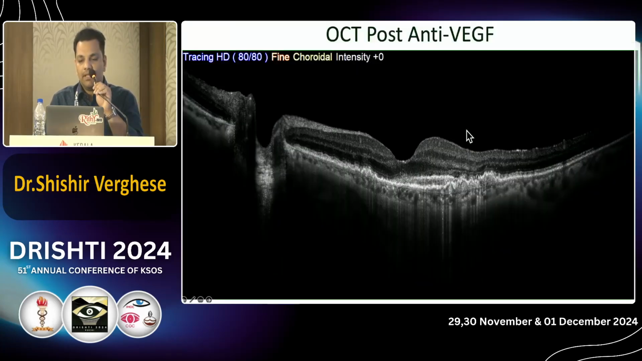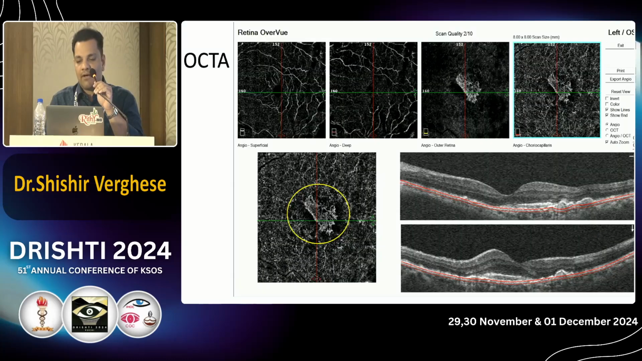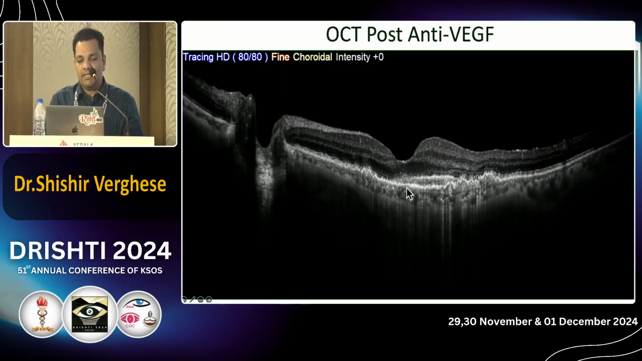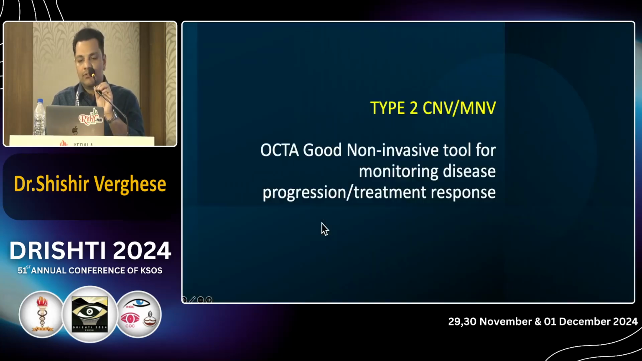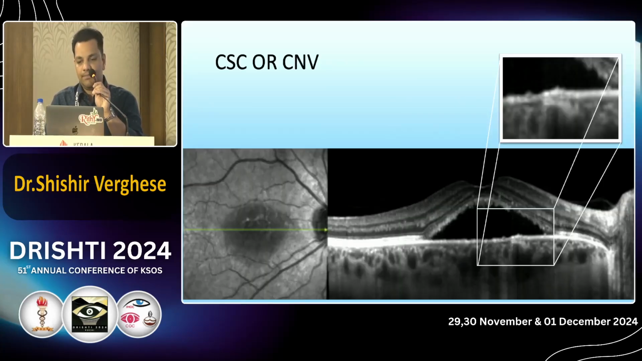So here, this is post-treatment. Earlier the fluid was there, and after one injection of Eylea, you can see that the fluid has resolved. However, that small membrane is still there. And when you do the OCTA post-treatment, you can see that the network has regressed, and the distance between the vessels has also increased. So the fractal dimension has increased. So this is a type 2 CNV or an MNV, and OCTA is a good non-invasive tool for monitoring disease progression or treatment response in CNVs.